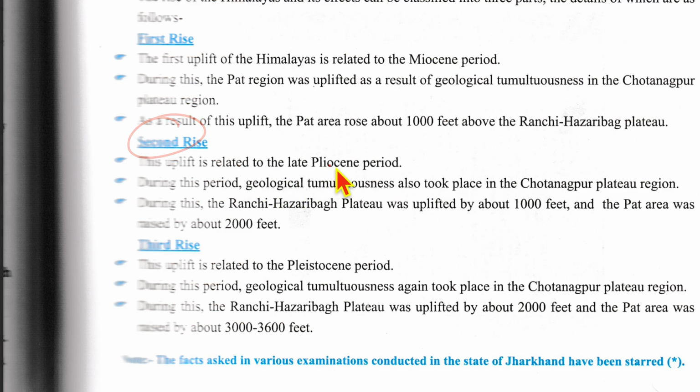Now second rise, this uplift is due to the Pliocene period. During this period, geological tumultuousness also took place in Chotanagpur Plateau region. During this period, Ranchi Hazaribagh Plateau was lifted by about 1000 feet and the Pat area was raised by about 2000 feet. Now, third rise, this uplift is related to the Pleistocene period. During this period, geological tumultuousness again took place in Chotanagpur Plateau region. During this, Ranchi Hazaribagh Plateau was lifted by about 2000 feet, and the Pat region was lifted by about 3000 to 3600 feet. So 1000 meter. I'm not really sure about these figures. Nevertheless, we'll continue.